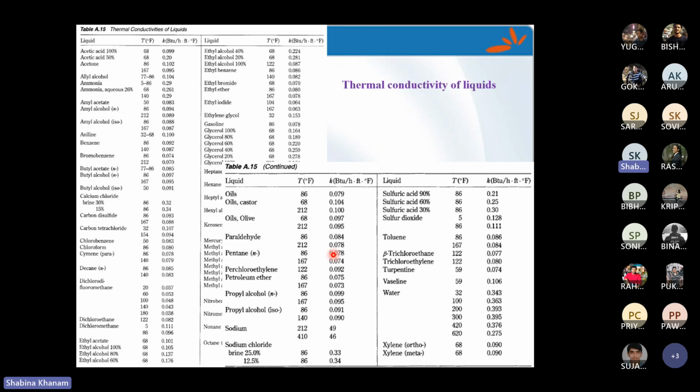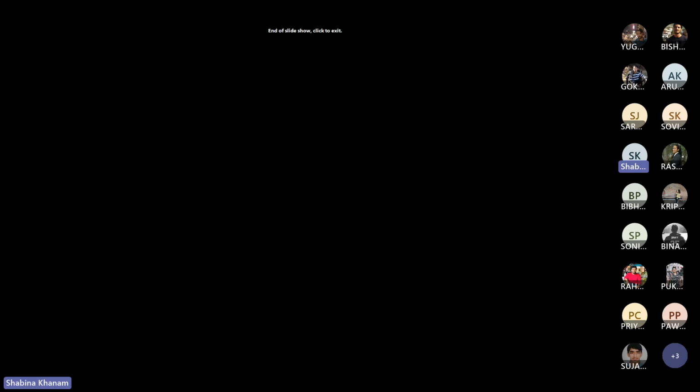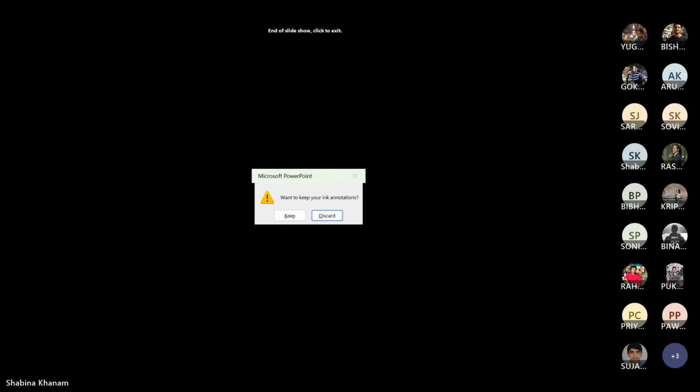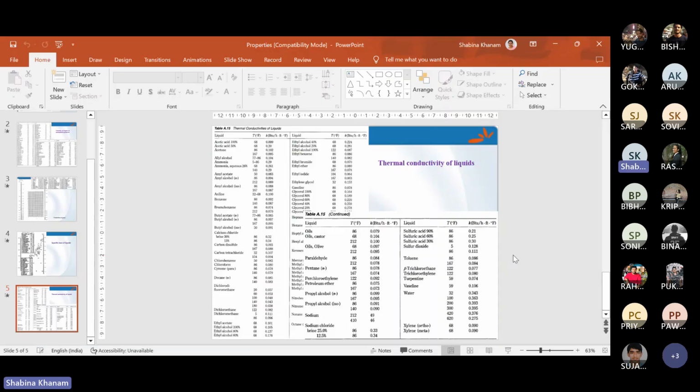All these tables and property charts are available in that Sarth book, which I will provide to you. I don't know whether you have that book or not. I will provide that. So that is about the property. Now coming back to this graph.